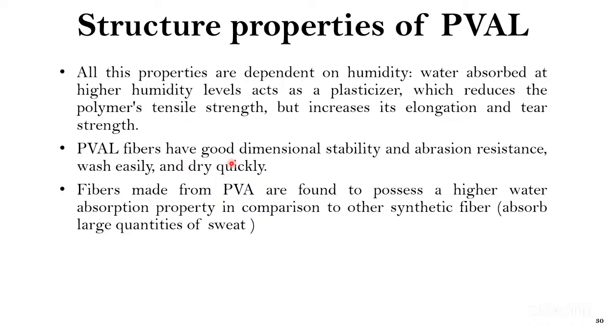PVA fiber has very good dimensional stability. This is a thing I want to tell you: polyvinyl alcohol has a very huge application in the textile industry, because this PVA fiber also has very good dimensional stability and abrasion resistance, washes easily and dries quickly. So PVA textile has a very huge demand in the market.